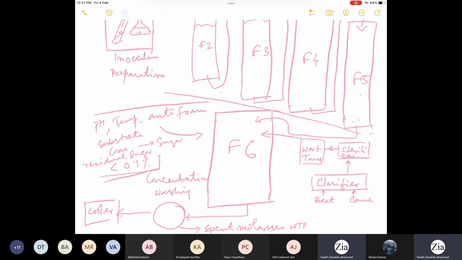And while doing so, you have to make sure a sufficient amount of oxygen is maintained in the reactor system. Typically in larger fermenters, we try to maintain 1 vvm, that is 1 volume of air per 1 volume of media or broth per minute. So 1 vvm is your typical air supply rate.